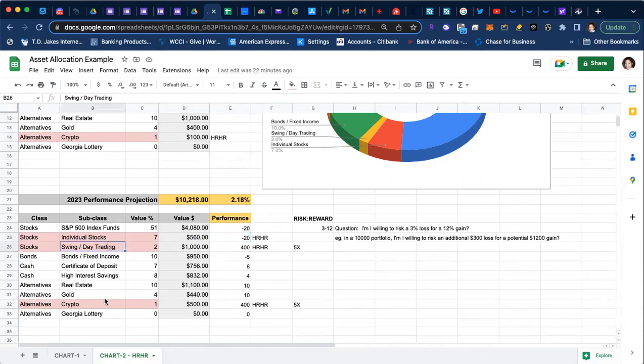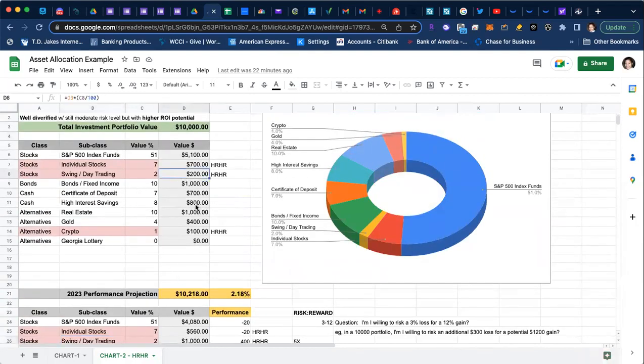But for the day trading and the crypto, let's say I'm willing to risk it all. So I'm really willing to risk the $200 that I put in day trading and swing trading. I'm willing to lose all $200 of this. And the same thing for crypto. If it goes to zero, I'm okay. In other words, I'm willing to risk $300 in this $10,000 portfolio, which would be 3%. I'm willing to risk 3% in order to potentially get a return of what I think could be up to 5x, 5 times this.